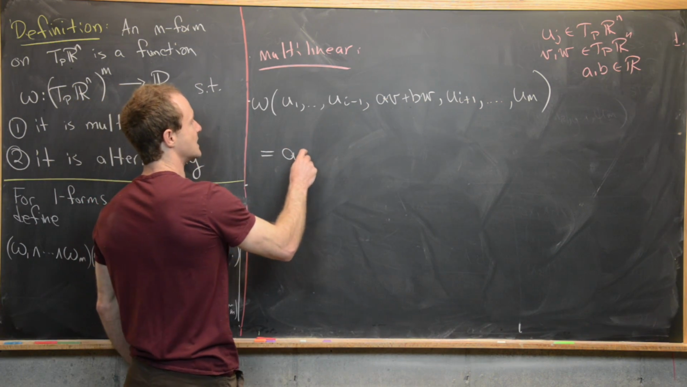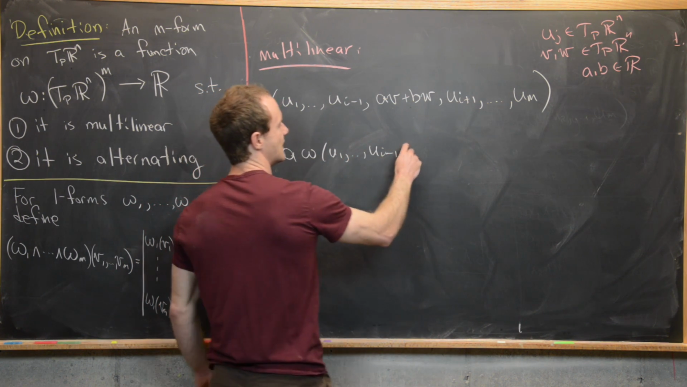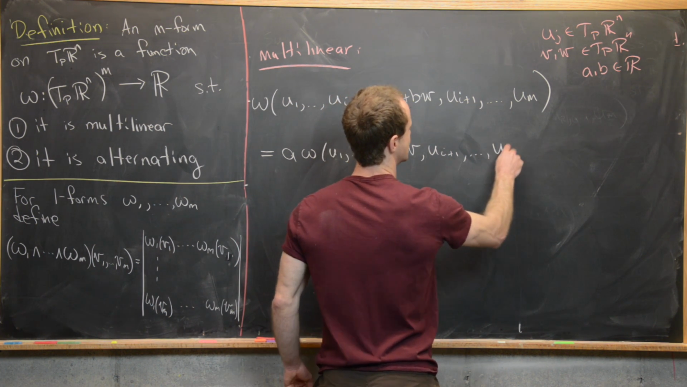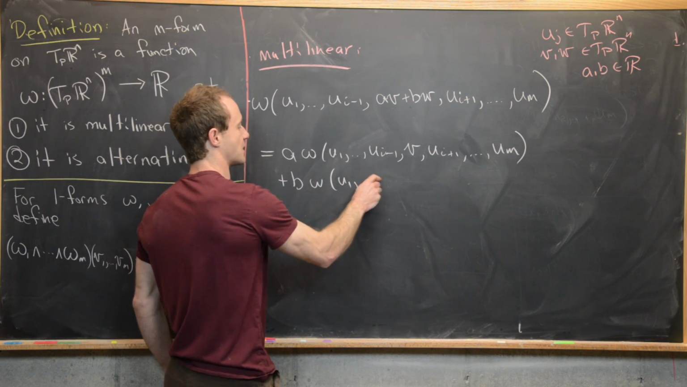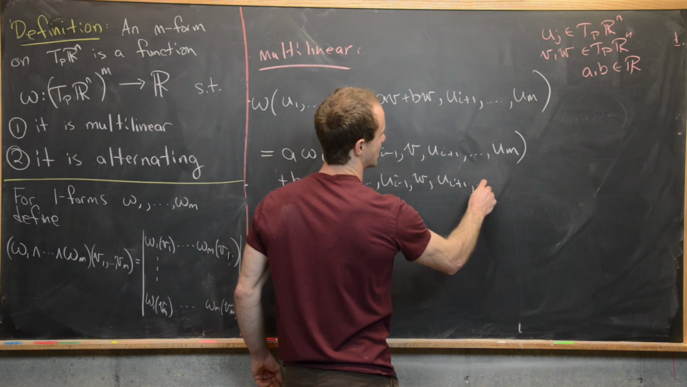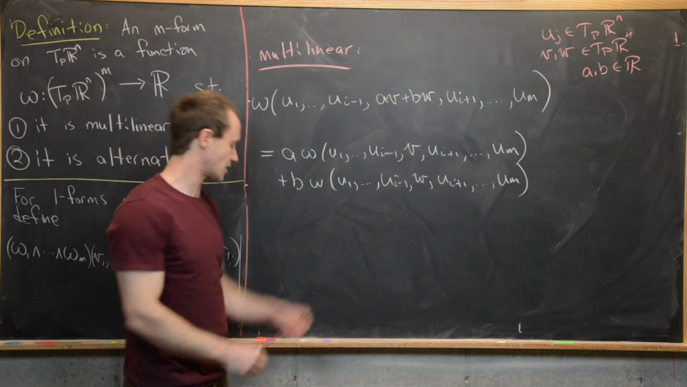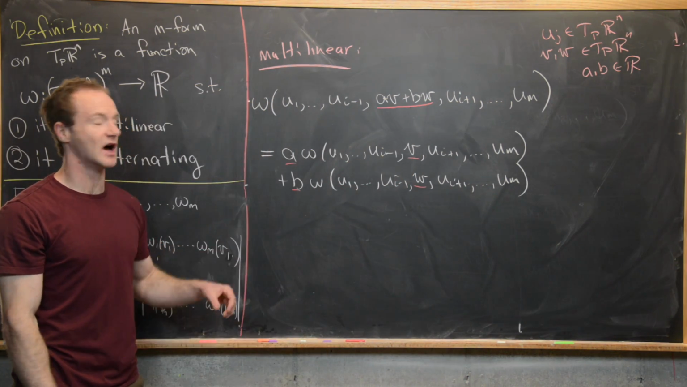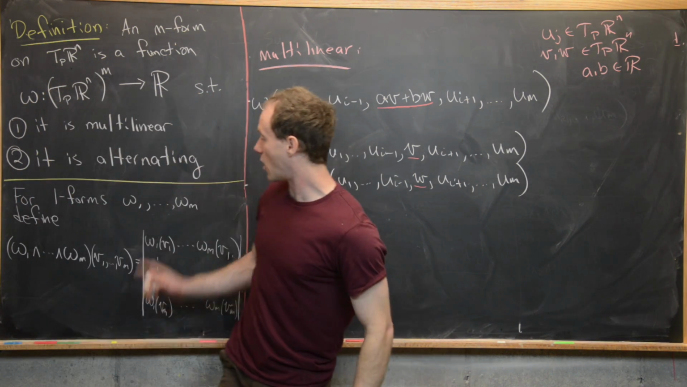So we have a, and then omega of u1 up to u_{i-1}, and then v, and then u_{i+1} all the way up to um. And then plus b omega of u1 all the way up to u_{i-1}, w, and then u_{i+1} all the way up to um. So see what we've done here? We've broken up this linear combination that is happening in the ith entry into a combination of the outputs of omega. Okay, great.